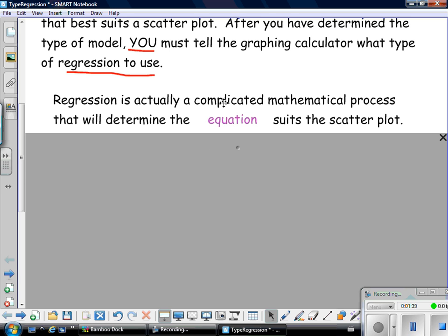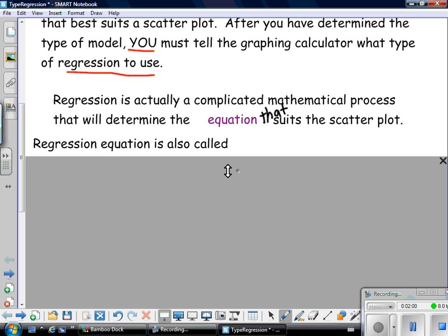So it's a complicated mathematical process that will determine the equation that suits the scatter plot. Okay, what we mean by that is we have to determine that. So if it looks like it's a parabola and you choose a regression that is a line, obviously that wouldn't suit the data, that wouldn't suit the scatter plot. So this regression equation is also called, you've seen this before, the line of best fit.